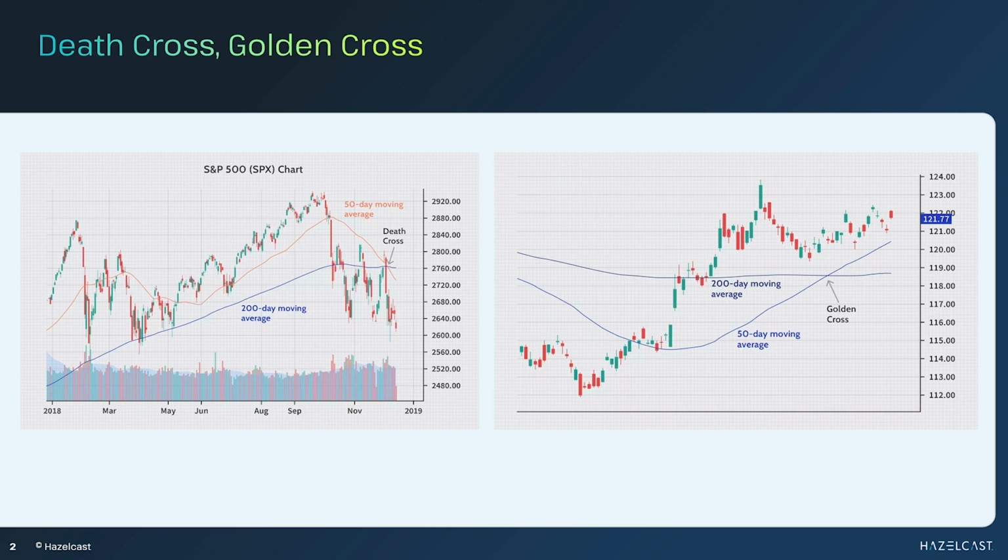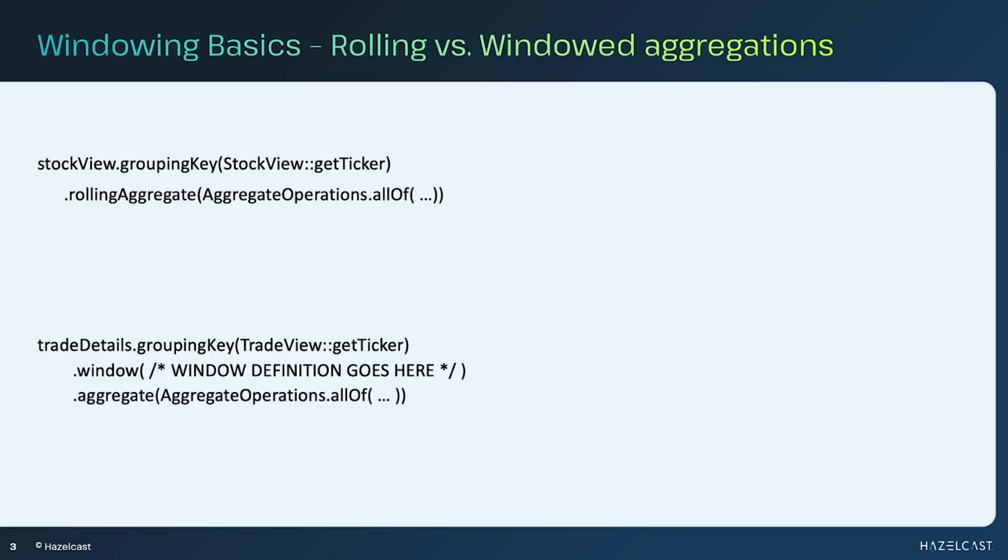Now, in order to demonstrate this without having to wait and generate 200 days worth of trades, I've changed the 50-day and 200-day averages to be 50-second and 200-second averages, and I take no responsibility whatsoever for how poorly this strategy might perform against real-world markets. So to accumulate averages over our periods of 50 seconds and 200 seconds, we're going to use windowed aggregations.